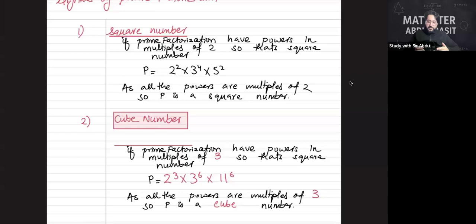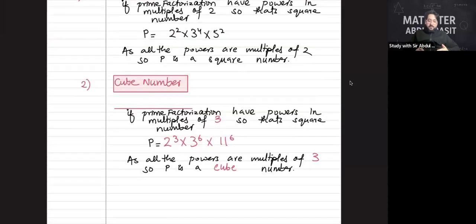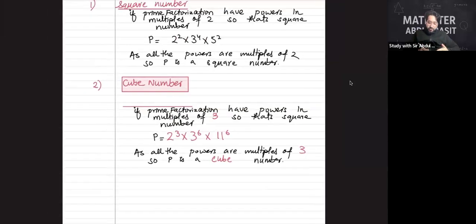Yes or no? If the powers in the prime factorization are multiples of 2, it's a square number. If the powers are multiples of 3, it's a cube number. But a number can be a cube and a square number at the same time. For example, Q is 2 power 6 and 3 power 6. Yes, 6 is a multiple of 2 and a multiple of 3, so I can say that Q is a cube and a square number, both at the same time.